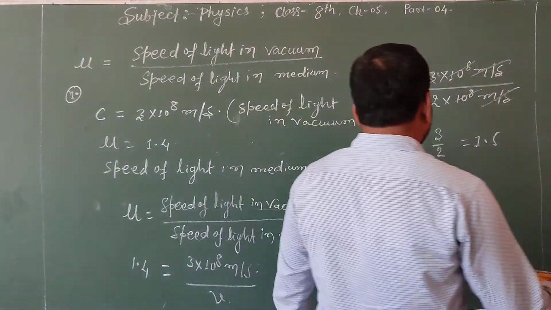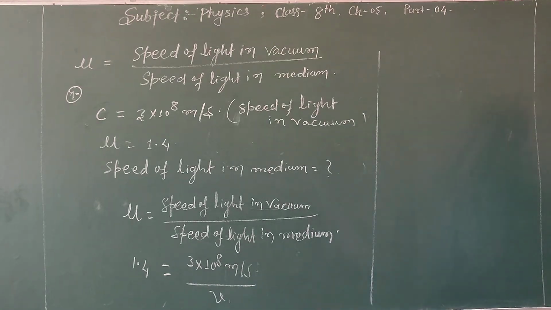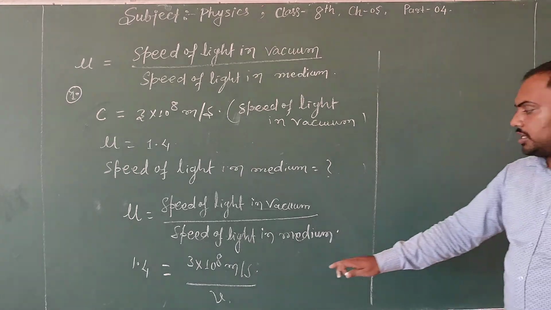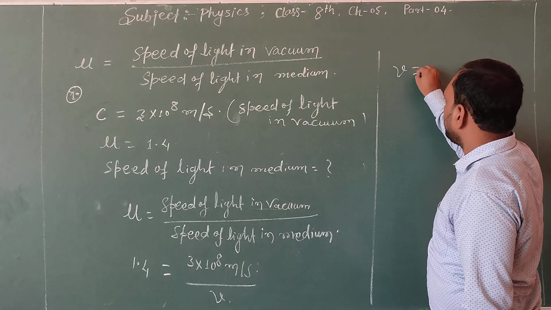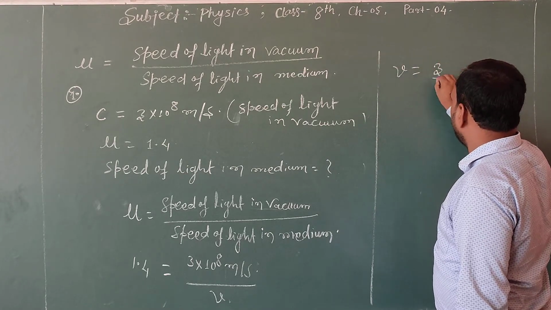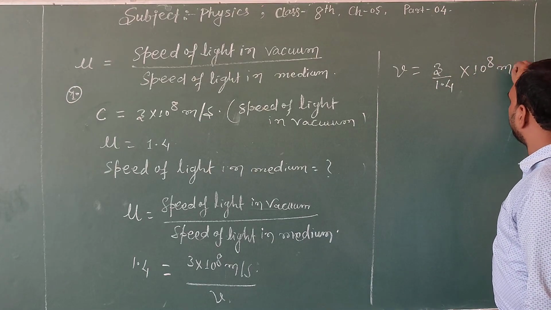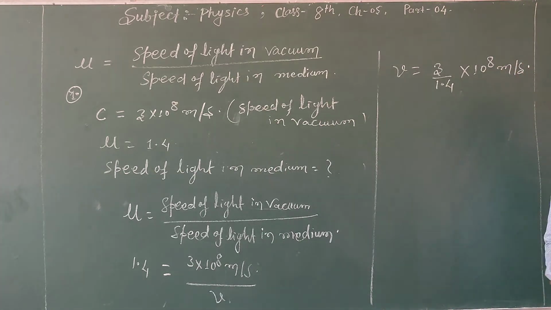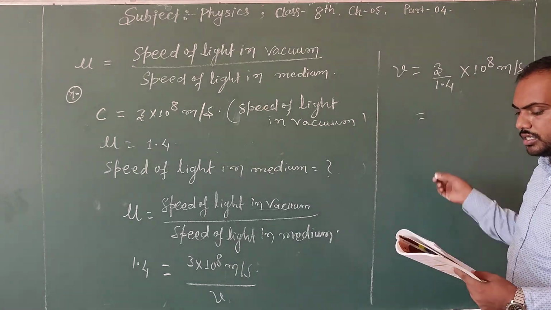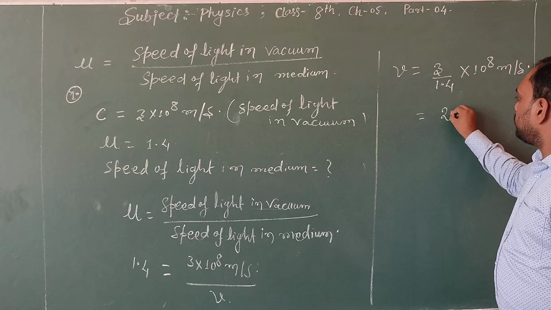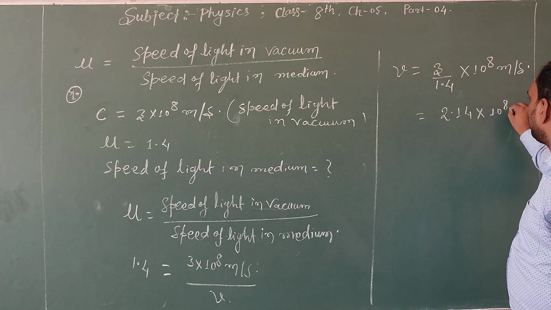Just do some mathematics and we will get the answer. Move C here, and 1.4 will move down. V will be 3 upon 1.4 into 10 raised to 8 meter per second. This will be the answer. You will calculate it by just dividing. You will get the result, that is 2.14 into 10 raised to 8 meter per second.